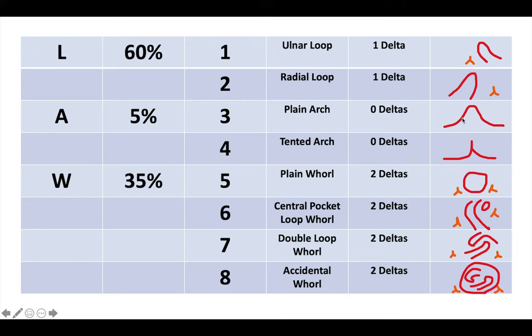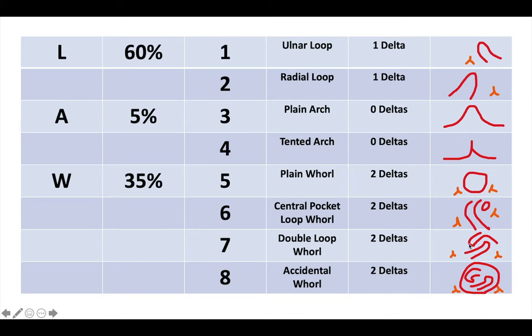Plain arches have a ridge that gradually comes up and back out, and tented arches have a ridge that has a very sharp peak. Arches have no deltas at all. Next, the plain whorl has one circular ridge that crosses an imaginary line between the two deltas. Central pocket loop whorls don't have a single circular ridge that will cross the two deltas.